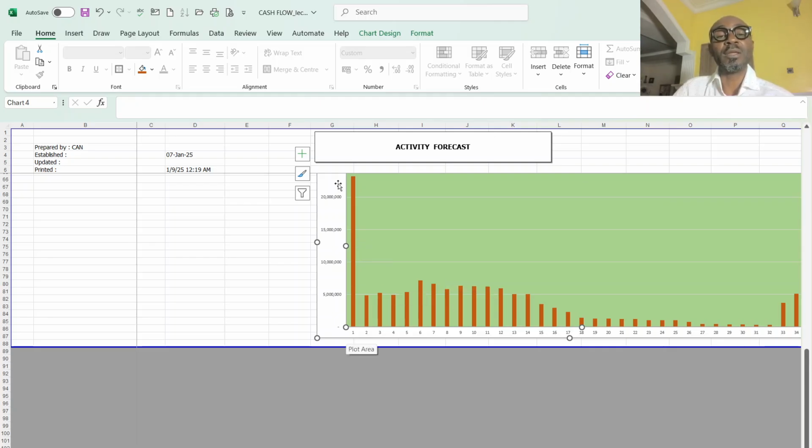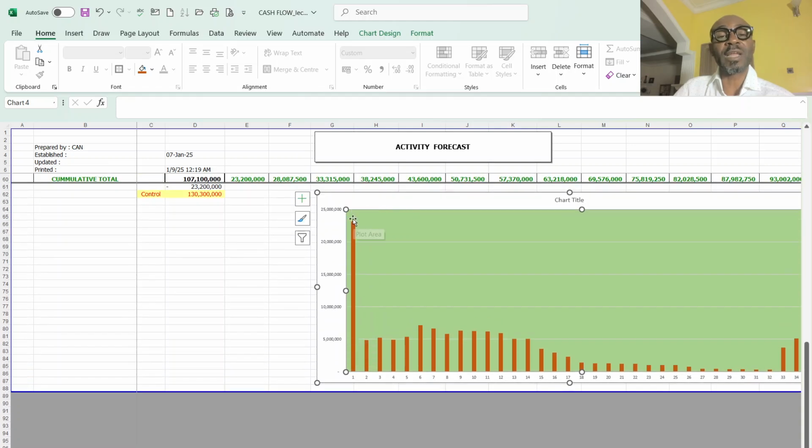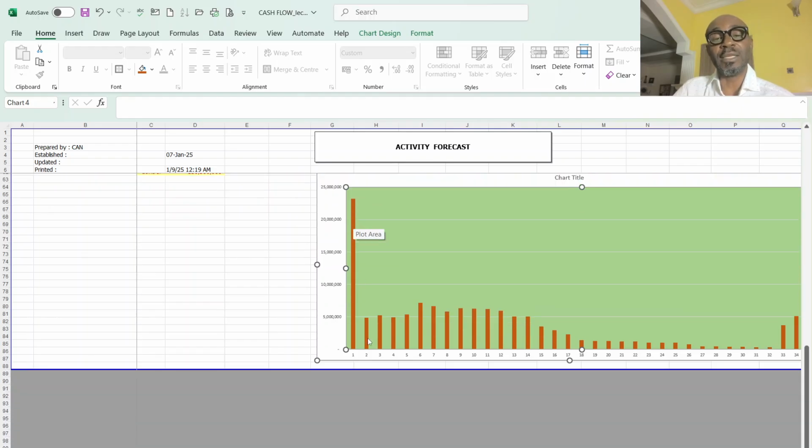Okay, on day one, that is the day I'm going to have the highest amount of money in my coffer. I'm going to have about 23 million in my coffer. Then day two, I'm going to have a little less than 5 million. Day three, slightly above 5 million. Then day four, something a little less than 5 million. So you could just see at a glance.